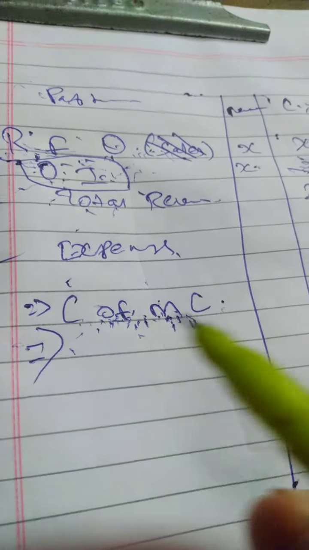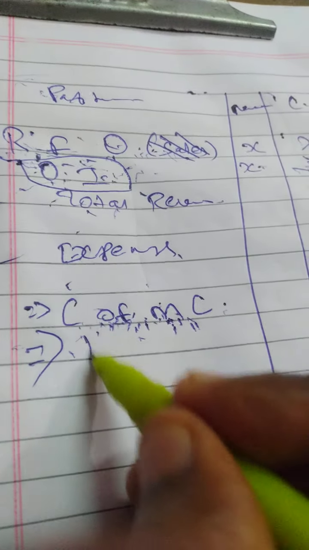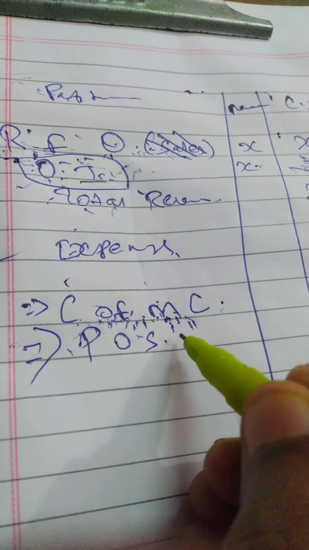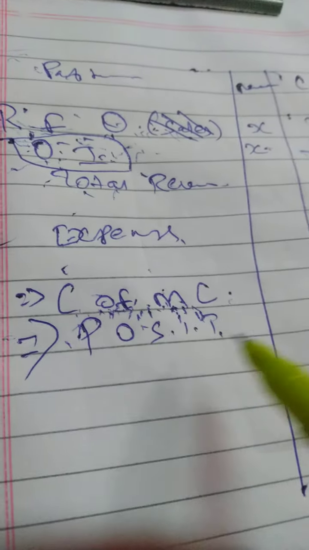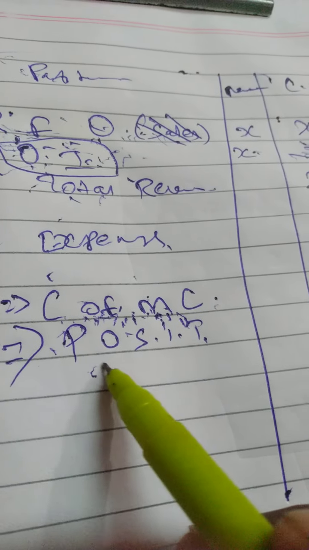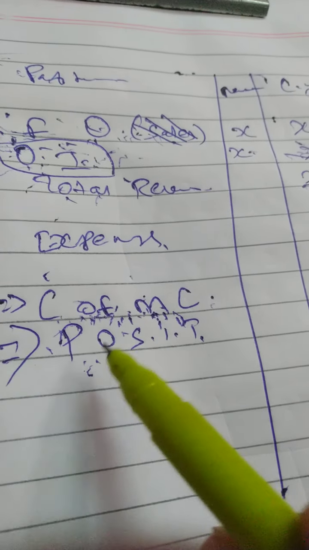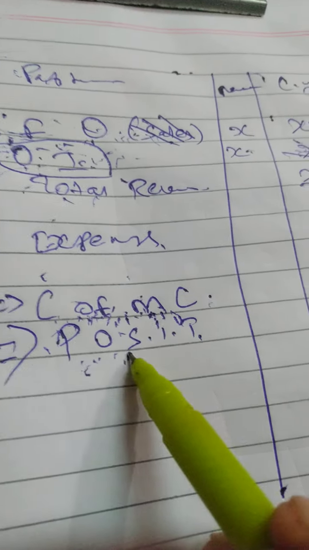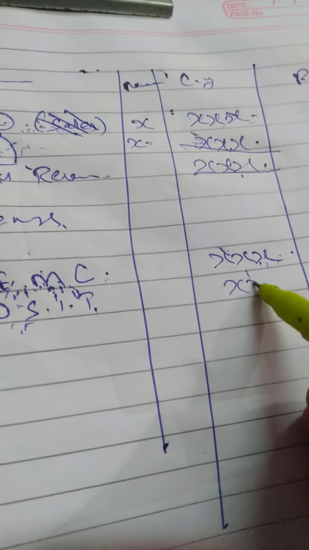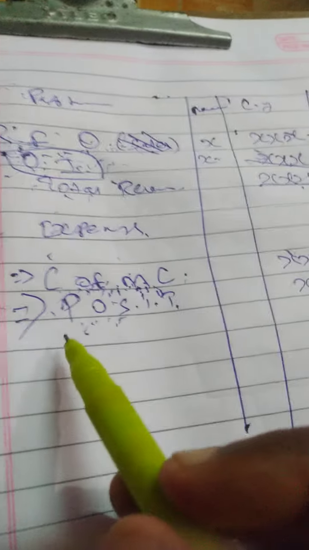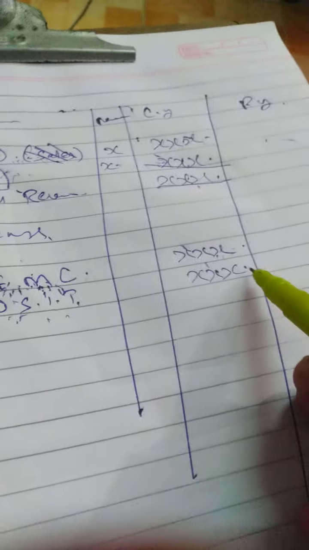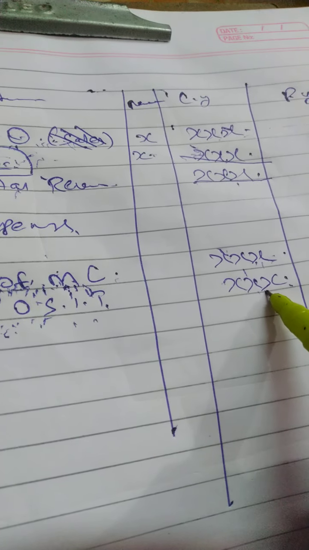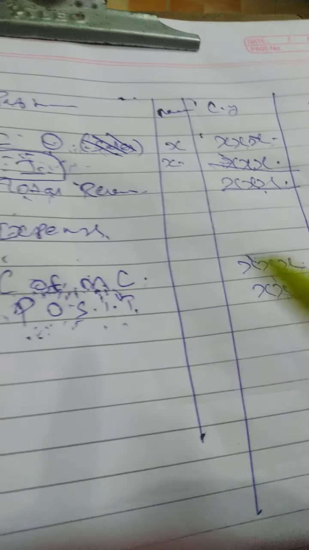Then the next item as per the format: purchase of stock in trade. If the goods are purchased only for the purpose of trading, it should be written separately. It's a direct expense, purchase of stock in trade, XXX, that is the amount.